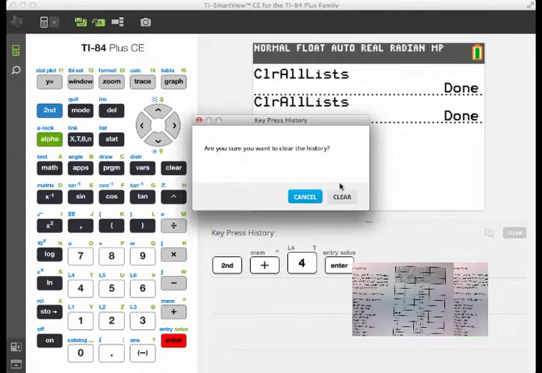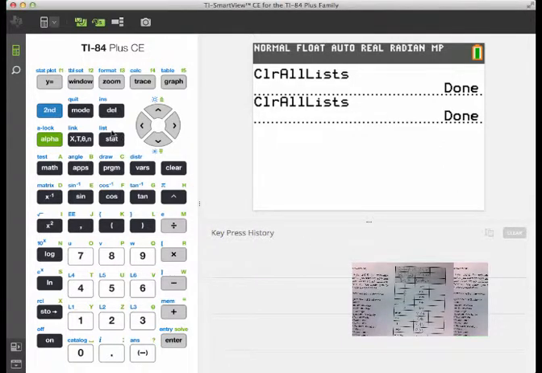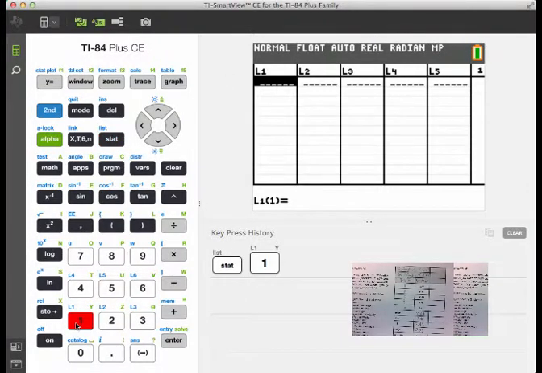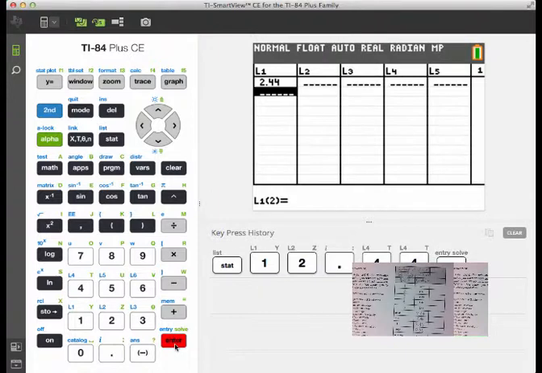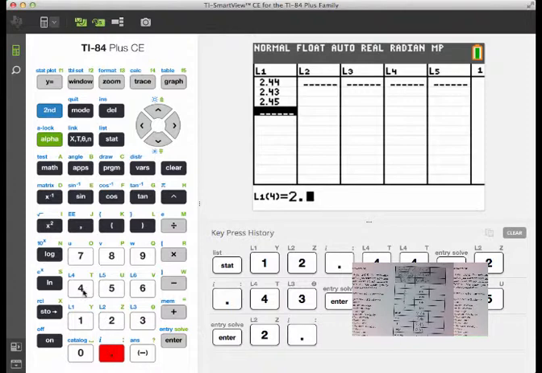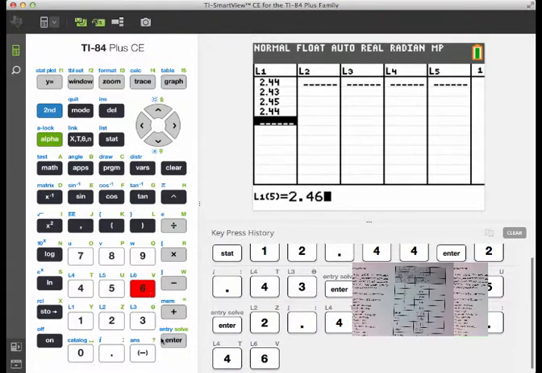And I can even clear the screen. And now I go to statistics. Since we're dealing with statistics, we're going to edit statistics, which is choice 1. And now we're going to simply enter the data from the quiz. 2.44, 2.43, 2.45, 2.44, and 2.46. So I've entered it. I want to just make sure that it's correct. I double check it against my list. And sure enough, that's correct.